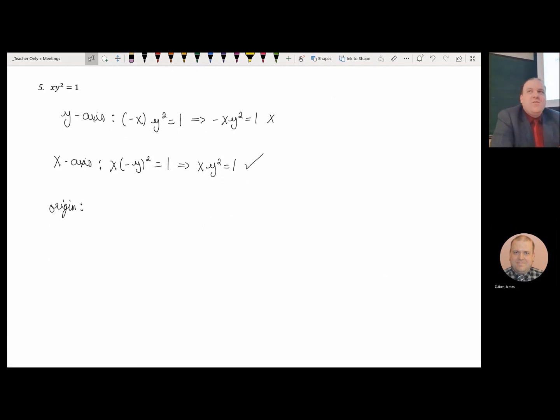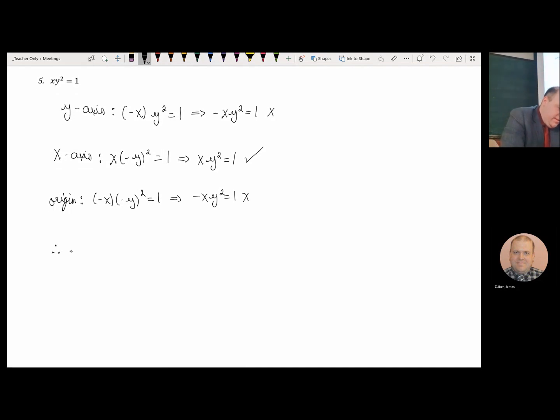Right, but we're going to check it anyway because it's fun. Why not? Replace both x and y with their negatives. We get negative xy squared equal to 1. Clearly not the same. Therefore, the graph is symmetric about the x-axis.